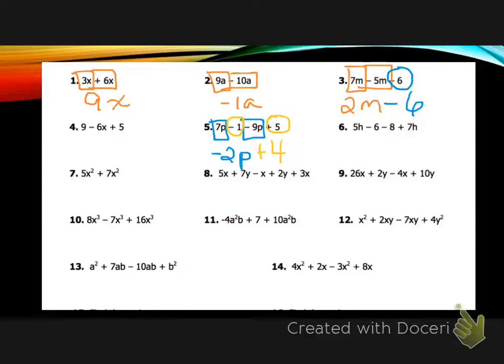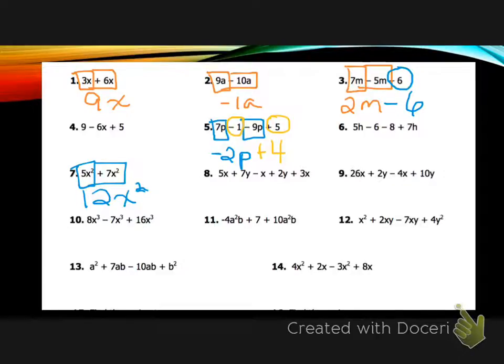So just always make sure you're looking at the variable and make sure they always match. Like here we've got 5x squared and 7x squared. That's okay, they're both the same, they're both x squared. So 5 and 7 is going to give us 12, so we've got 12x squared. There is no constant term, so then that's finished.